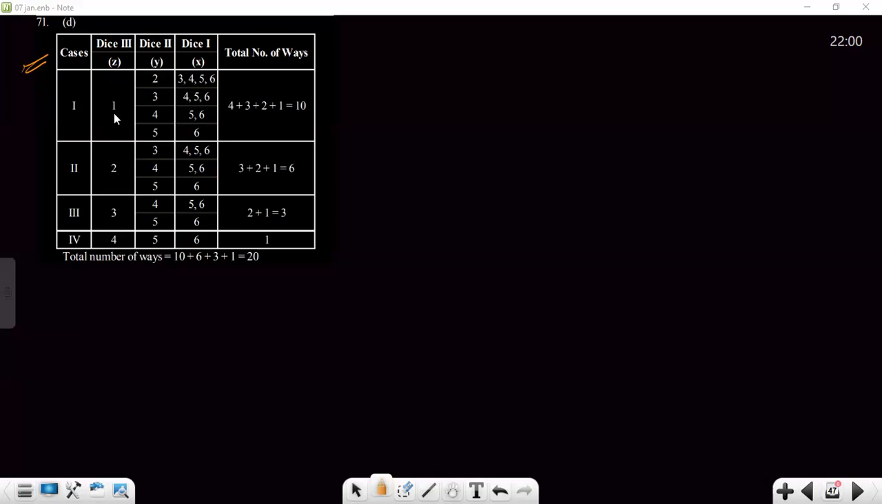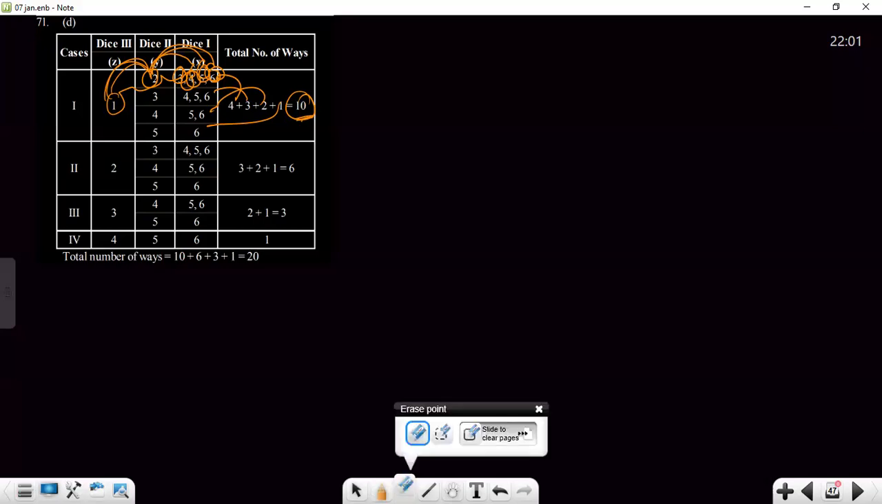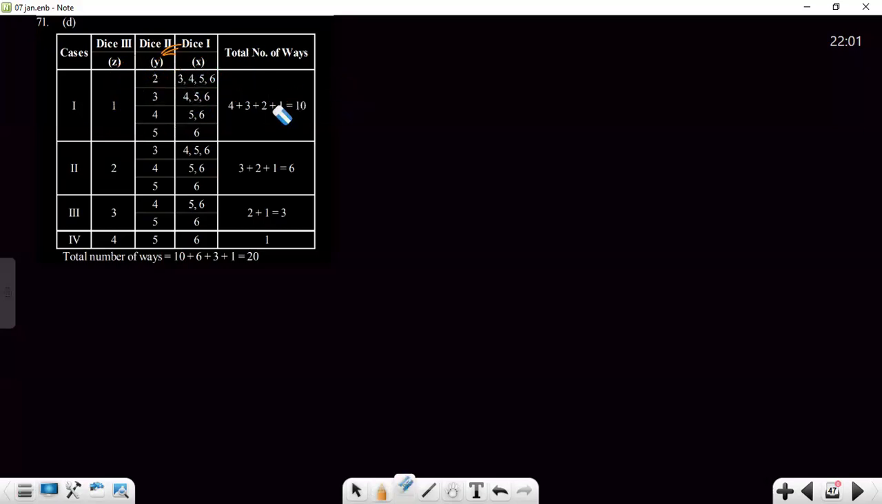How many cases are here? 1, 2, and 3 is one case. 1, 2, and 4 is another case. 1, 2, and 5 is the third case. 1, 2, and 6 is the fourth case. So 4 cases here, 3 cases here, 2 cases here, and 1 case here. That's the total number of ways, with 1 being on the first dice, which is 10. So they have solved it like this, and from here you can also see and understand this. Is that clear, or should I explain more?